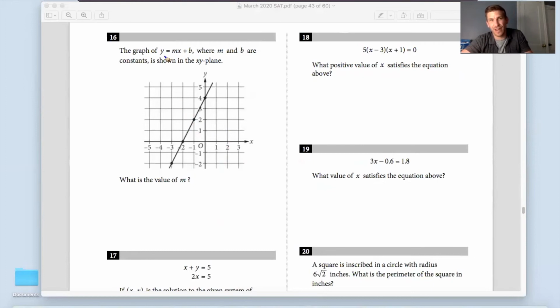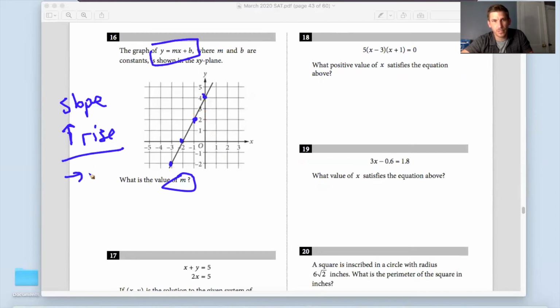Okay, so the graph of y equals mx plus b, where m and b are constants, is shown in the xy plane. What is the value of m? So remember, m is your slope. And because they're actually giving you coordinates that you can see here, what I would say is you always want to use the principle of rise over run, because it's always faster. So I'm simply going to count. I do want to pay attention to my increments. These are all increments of 1, right? These are also all increments of 1.